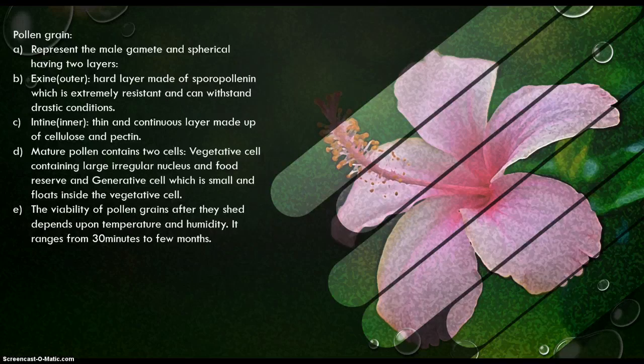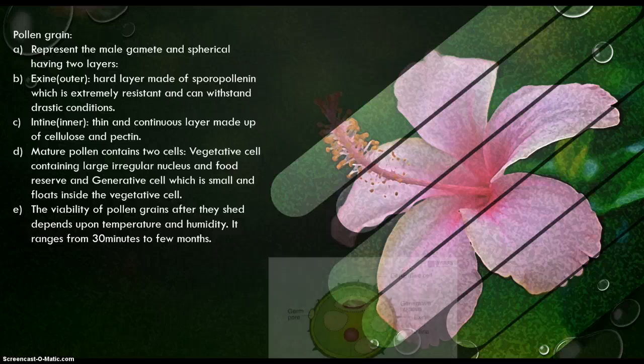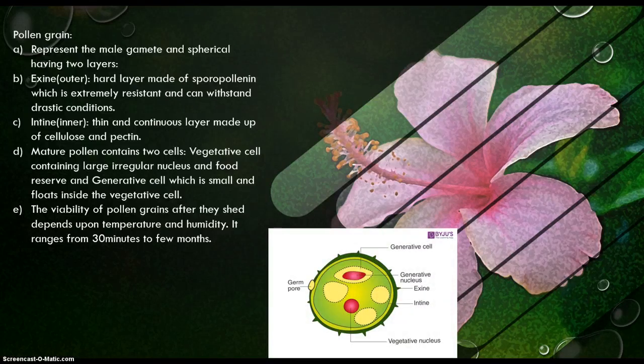The viability of the pollen grain when they are shed from the parent's body depends upon the temperature and the humidity of the surroundings. If the temperature and humidity are feasible, it can fertilize very fast. If not, it will take some period of time. The time for which these pollen grains stay viable, that means they stay alive, can vary from 30 minutes to a few months.